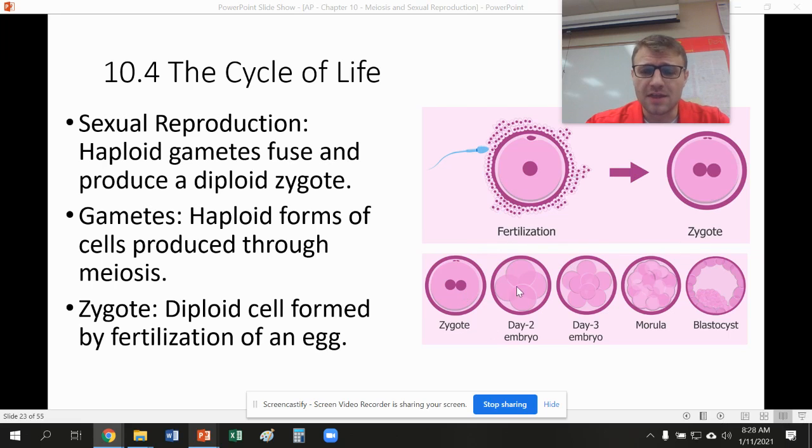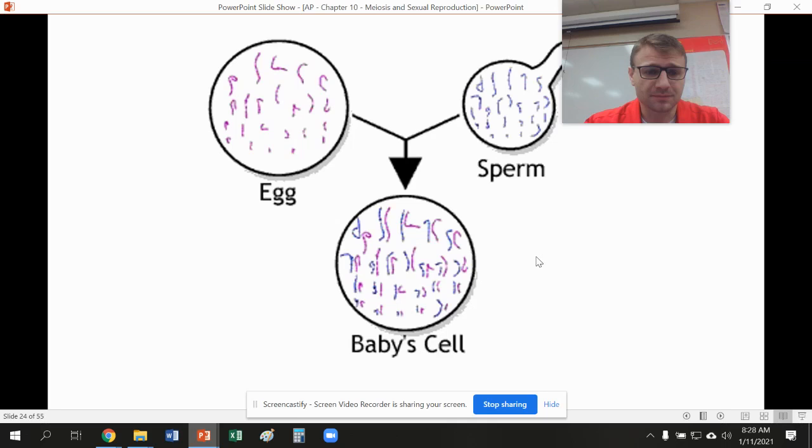You can see here that the zygote is going to start splitting. The zygote is going to produce something called the blastocyte, and then that blastocyte starts developing into, I don't know, a baby, if you want to call it that, or a person or an organism, whatever you want to call it. And then, of course, like 9 months later, you're going to have a kid.